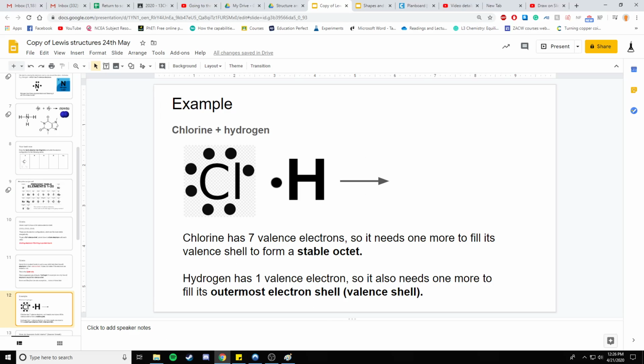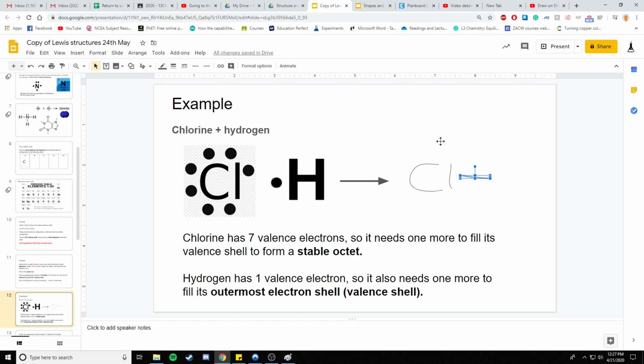So on this one, we've got our chlorine and our hydrogen here. What's going to happen is these two single electrons are going to be shared in a covalent bond. So how we're going to draw this is we've got our chlorine here with a single bond to our hydrogen.